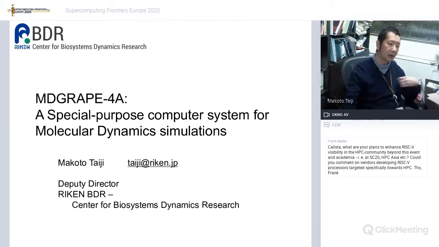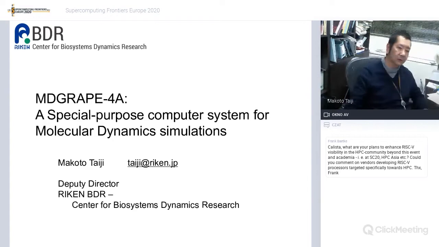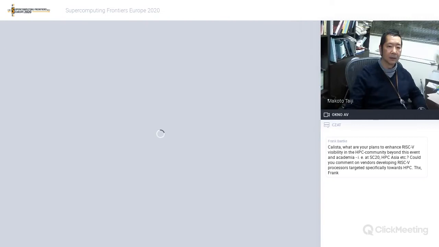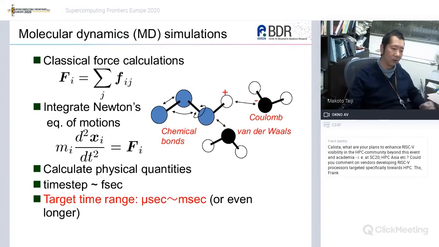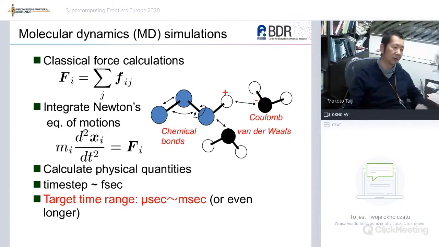So today I'll give a talk on our special purpose computer system for molecular dynamics simulations. The newest version is MDGRAPE-4A. Many of you know very well about molecular dynamics simulations. Of course, we calculate the motion of atoms in molecules by integrating Newton's equation of motion. As you know, the time step is usually a femtosecond, and we are targeting the microsecond to millisecond range, or even longer. So it takes a long time to do such simulations.